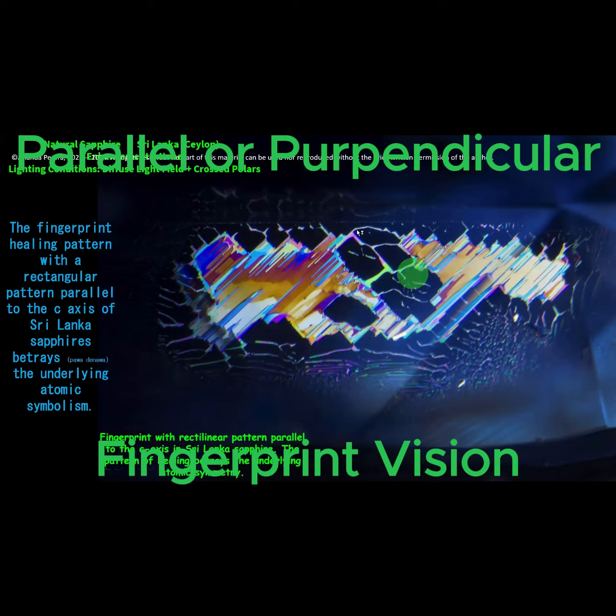So look at this. Inside this, around this, there is a fingerprint. This fingerprint healing pattern with the rectangular pattern parallel to the C-axis of the Sri Lankan sapphire betrays the underlying atomic symmetry. Right? It is a natural inclusion we can see inside the Sri Lankan sapphire.